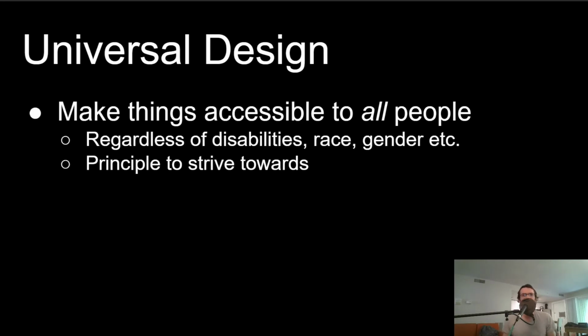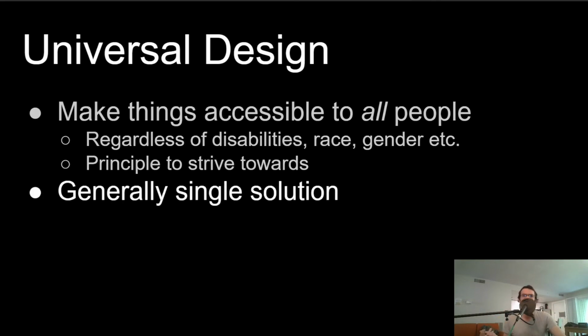So the goal of universal design is to make things accessible to all people, regardless of disabilities, race, gender, etc. And this is generally seen by folks as a principle to strive towards. There's no assumption in the community that every single human being on earth is going to be able to use the thing that I make using universal design. But it is this goal to strive towards, to enable folks to use the thing that I've made in as many ways as possible.